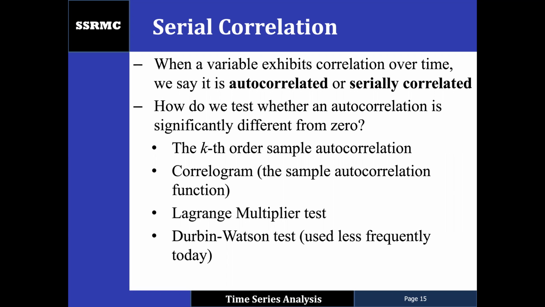So here are the tools that we can use. We can use either the kth order sample autocorrelation, or we can use a correlogram. That's basically a visual demonstration of the sample correlation coefficients. We can also use two tests. One is the Lagrange multiplier test, which is suitable for any order of autocorrelation. We also have the DW test. It is designed for first order autocorrelation, very popular in the old days, but it's used less frequently now because the LM test, or Lagrange multiplier test, is more flexible and more useful. So let's take a look at them one at a time.